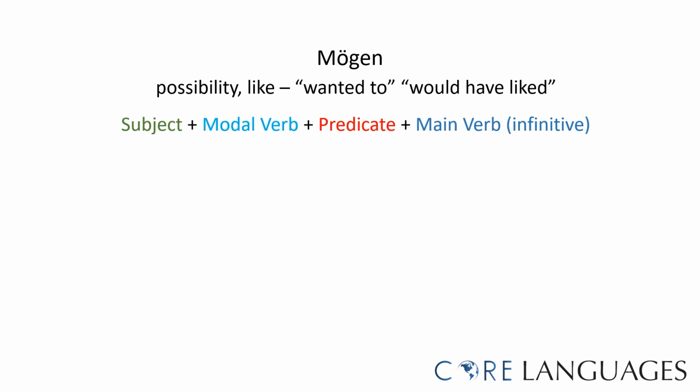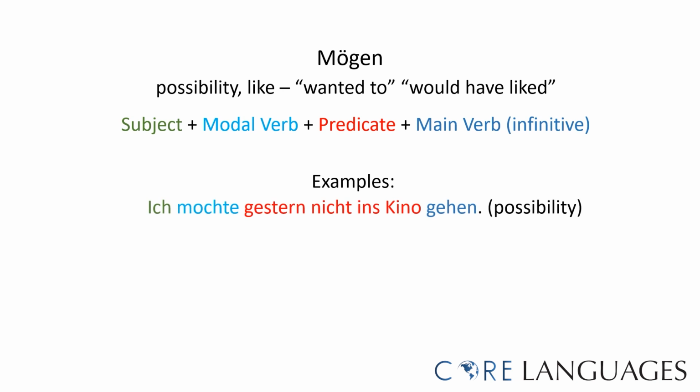The modal verb mögen can be used to express a possibility or to express to want or to like something. It's also possible to use mögen without another verb. For example, ich mag Kaffee. I like coffee. The past tense translation would be wanted to or would have liked to. For example, ich mochte gestern nicht ins Kino gehen. I didn't want to go to the movies yesterday. Or, du mochtest Kaffee. You liked coffee. Or you used to like coffee.